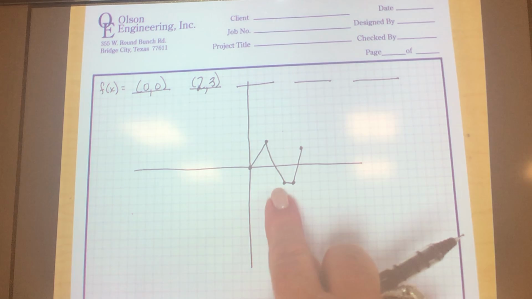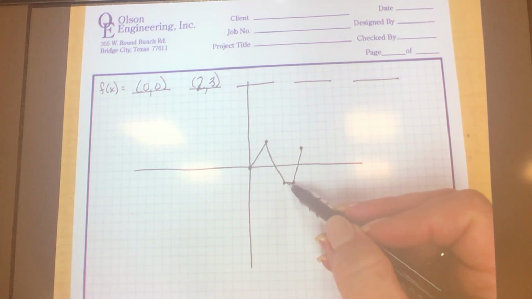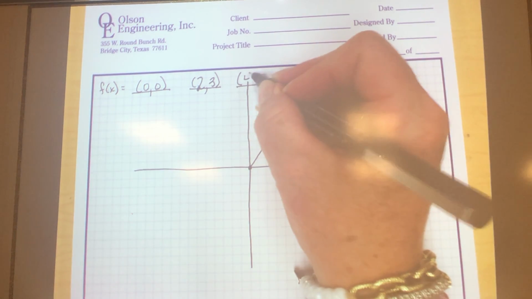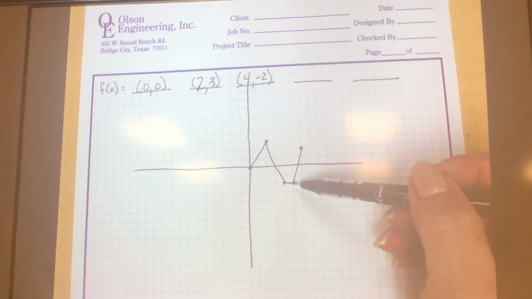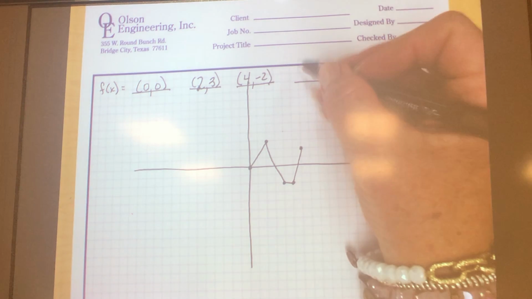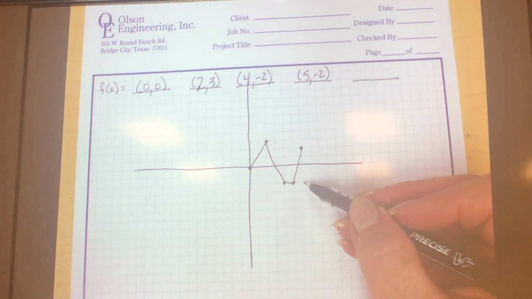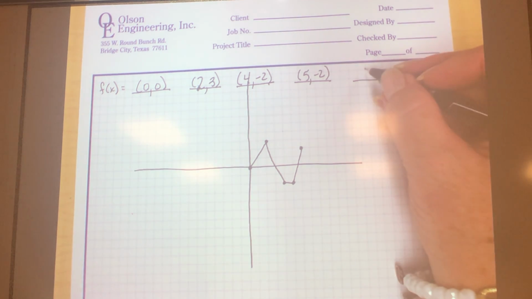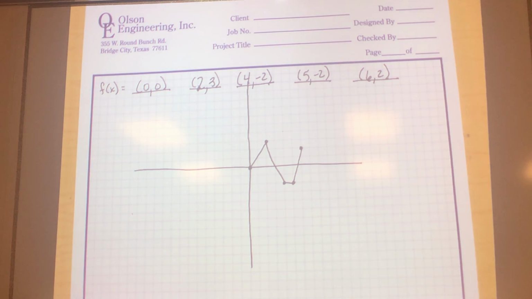Okay, what about this point right here? If this is 2, 3, 4, and down 2, so 4, -2. It's not as easy when it's up here on the projector, okay? It's a lot more difficult. But when it's on your paper, you can do it. What about this guy? Yeah, 5, -2. He's just one to the right. And then this guy's another one to the right, but he went up 2. So 6, +2. Very good. All right, so is everybody okay?